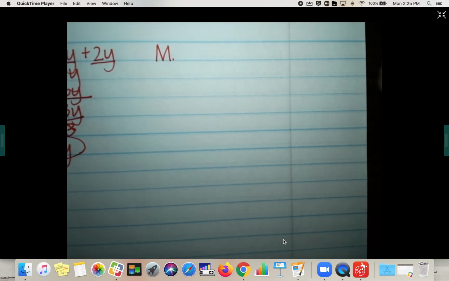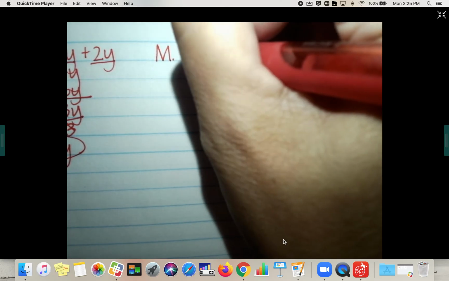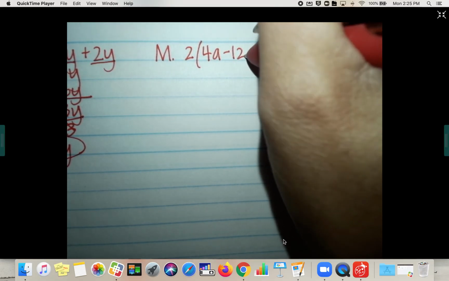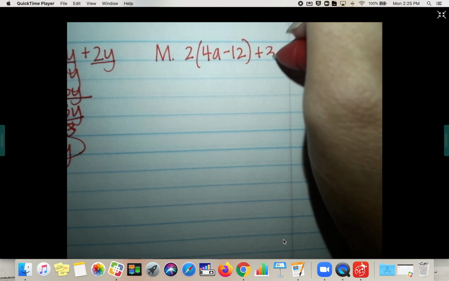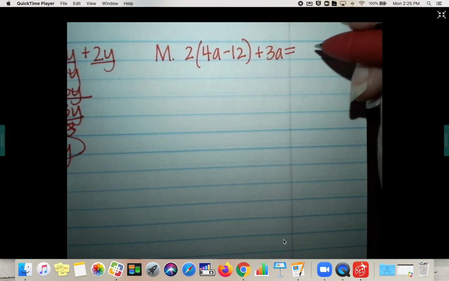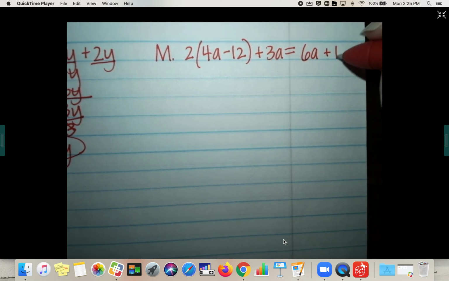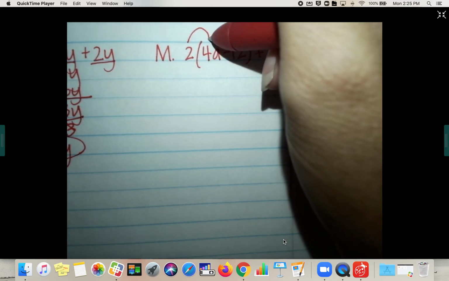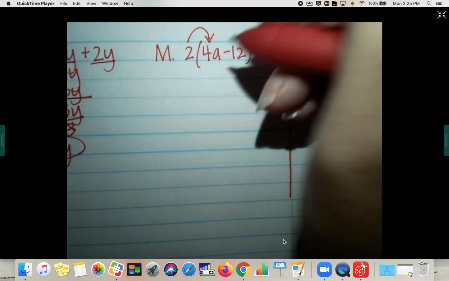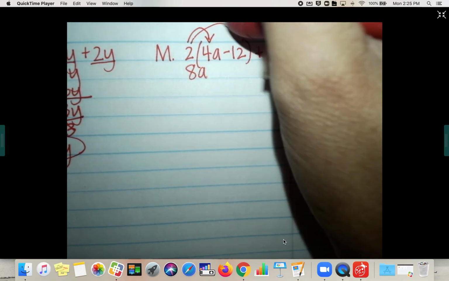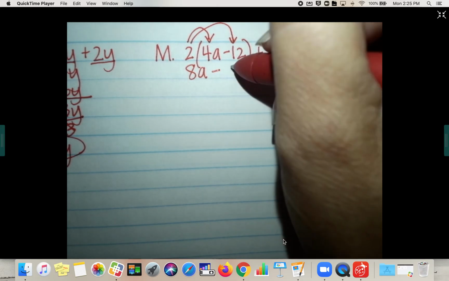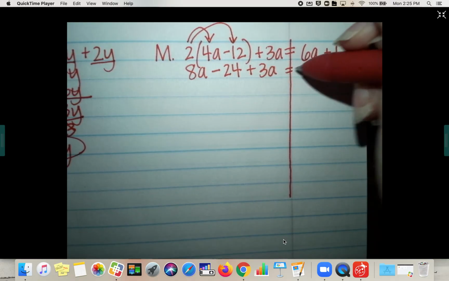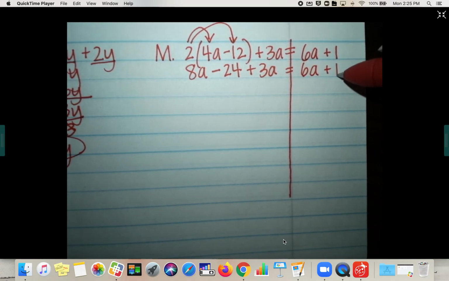All right, letter M says, oh, this is a big one. 2 times the quantity 4a minus 12 plus 3a equals 6a plus 1. All right, always distribute first. 2 times 4a is 8a. 2 times negative 12 is negative 24. Bring down your plus 3a equals 6a plus 1.